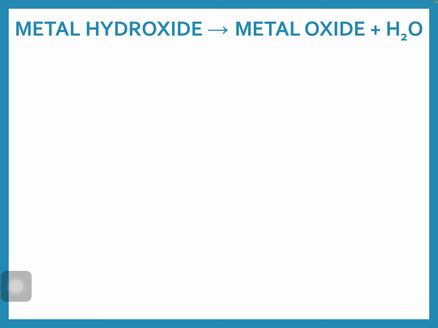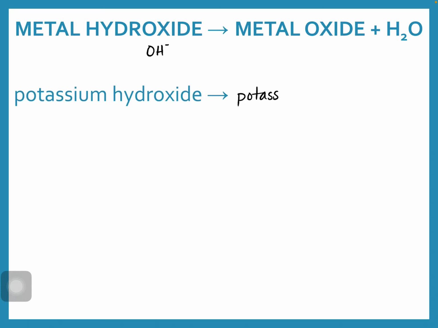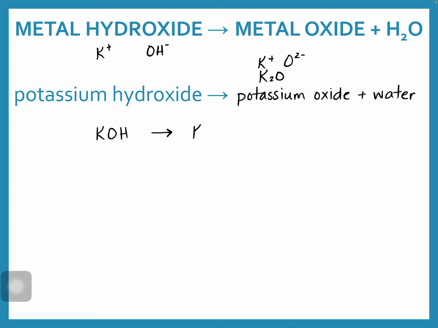The last type of decomposition reaction we're going to look at is a metal hydroxide breaking down into a metal oxide and water. So hydroxide from our polyatomic table is OH minus. So potassium hydroxide becomes potassium oxide and water. Potassium is K plus, so 1-to-1 ratio, KOH. And oxygen, on the other hand, is a 2 minus, so K2O is potassium oxide.